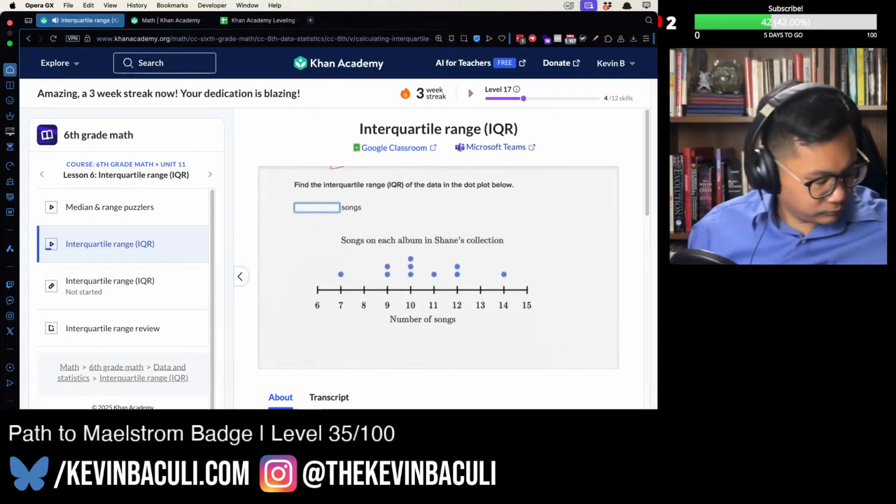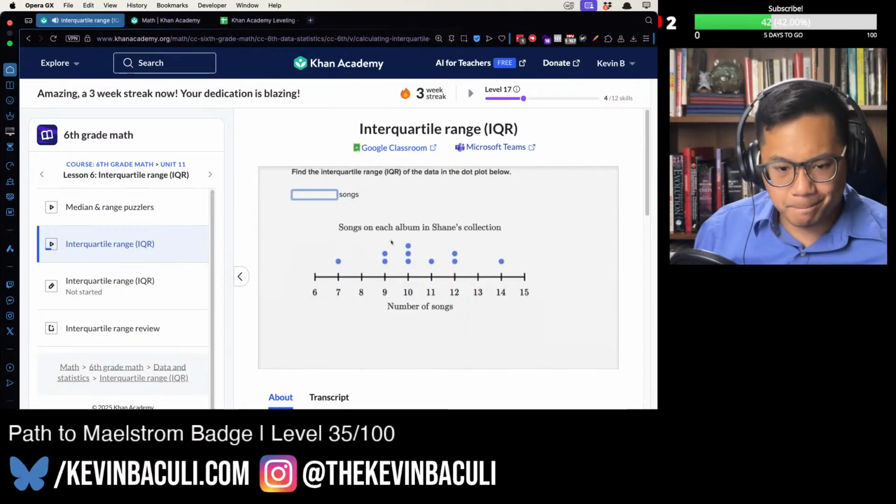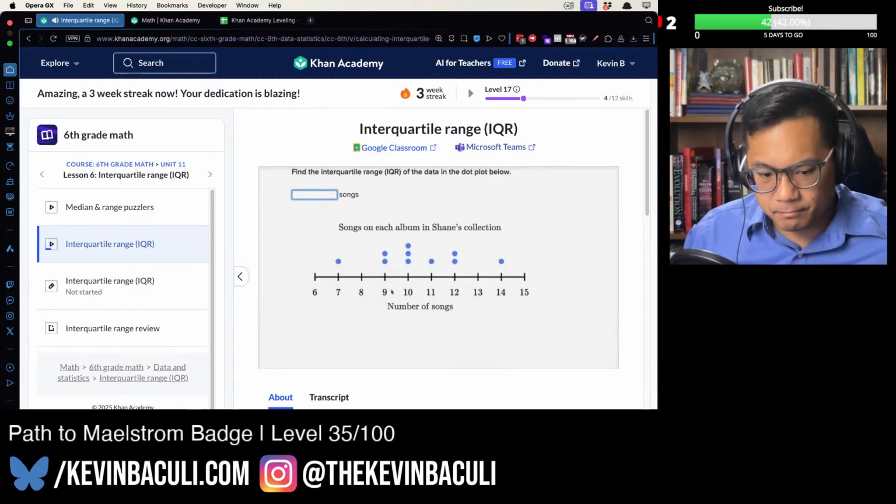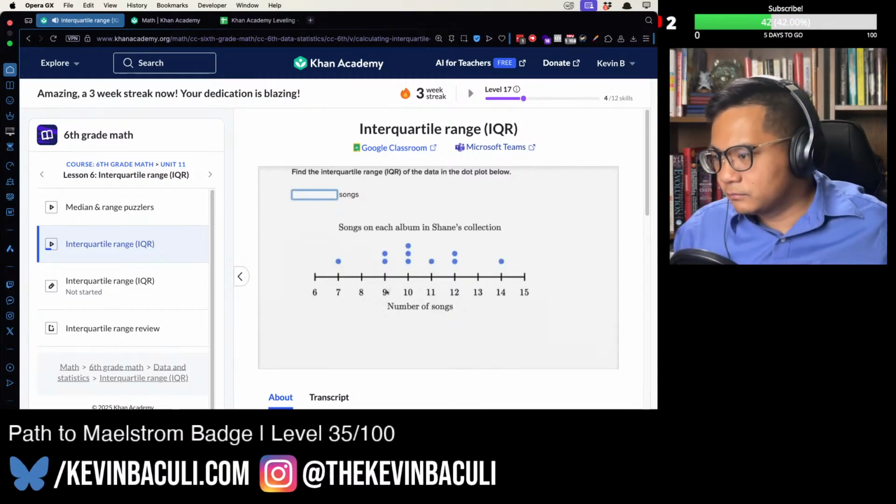This is strangely fun. Find the interquartile range of the data in the dot plot below. Songs on each album in Shane's collection. And so let's see what's going on here. And like always, I encourage you to take a shot at it. So this is just representing the data in a different way, but we could write this again as an ordered list. So let's do that.